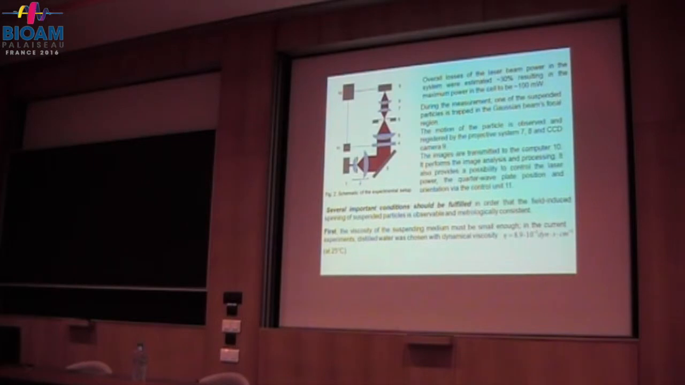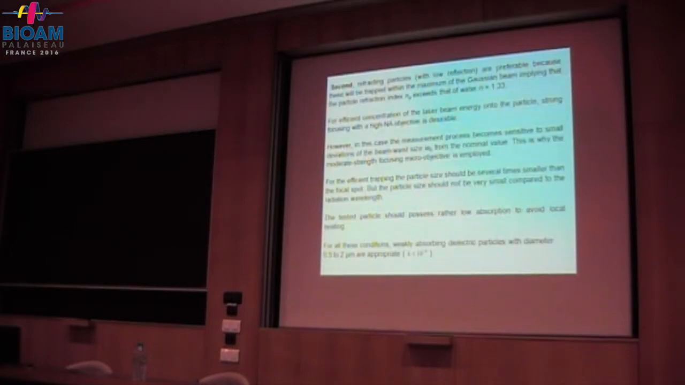There are several important conditions that should be fulfilled in order that the field-induced spinning of suspended particles is observable and metrologically consistent. The first one: the viscosity of the suspending medium must be small enough. In the current experiment, distilled water was chosen, with dynamic viscosity of this form at room temperature. Secondly, refractive particles with low reflection are preferable because they will be trapped within the maximum of the Gaussian beam, implying that the particle refractive index exceeds that of water in this form.